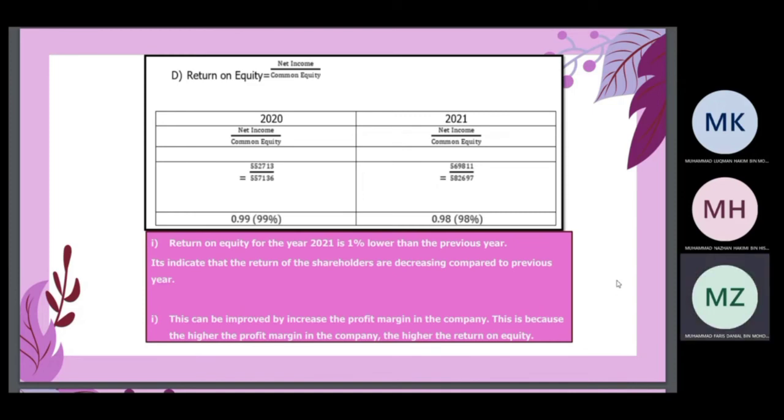For return on equity in 2020, we got 0.99 or 99%. And for 2021, we got 0.98 or 98%. Return on equity for the year 2021 is 1% lower than the previous year. It indicates that the return of the shareholders is decreasing compared to the previous year. This can be improved by increasing the profit margin in the company. This is because the higher the profit margin in the company, the higher the return on equity.